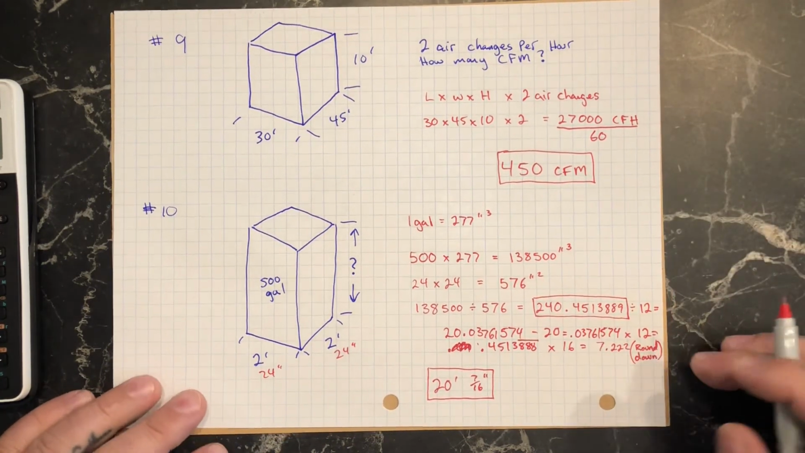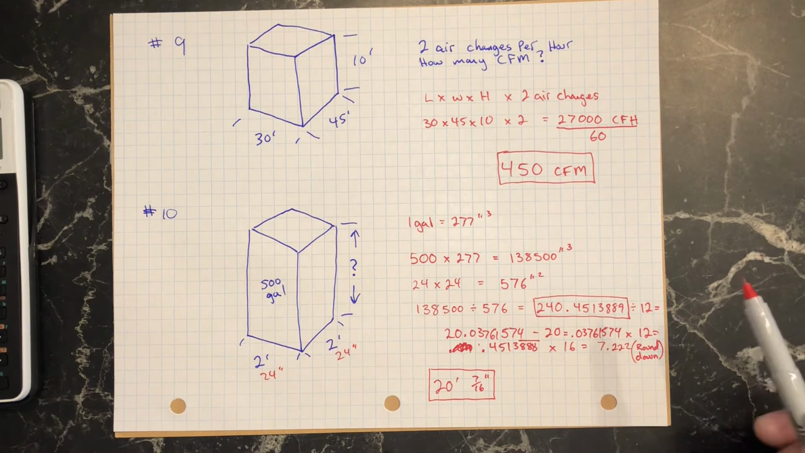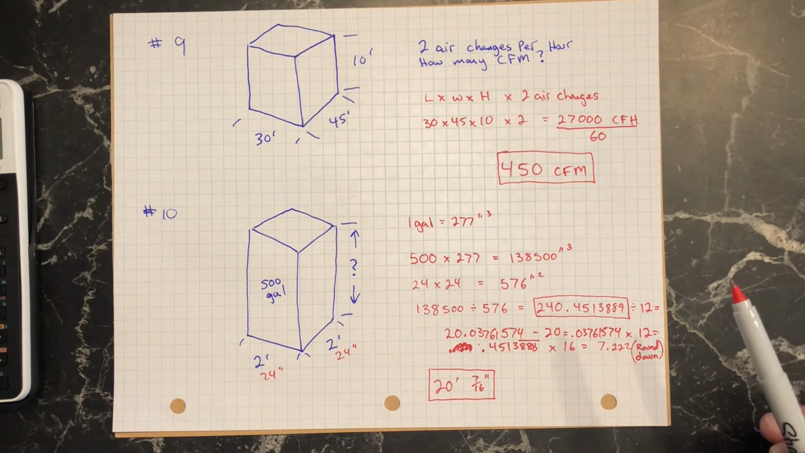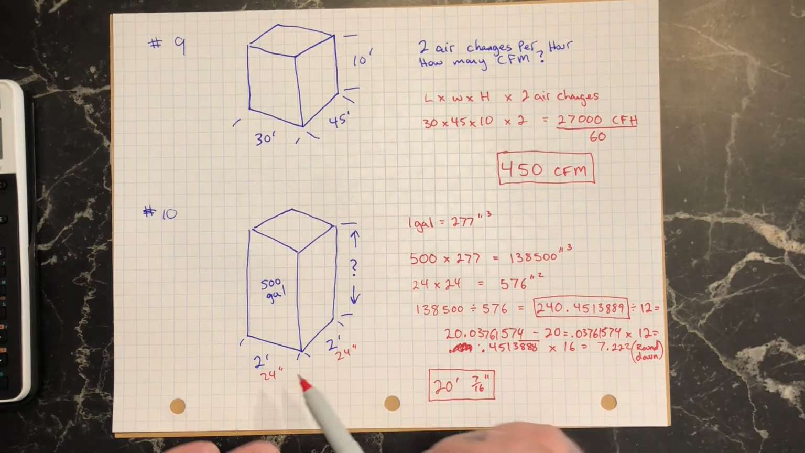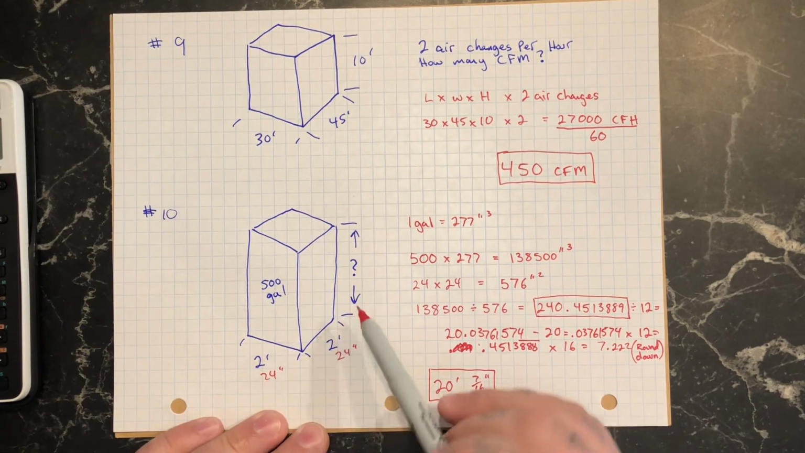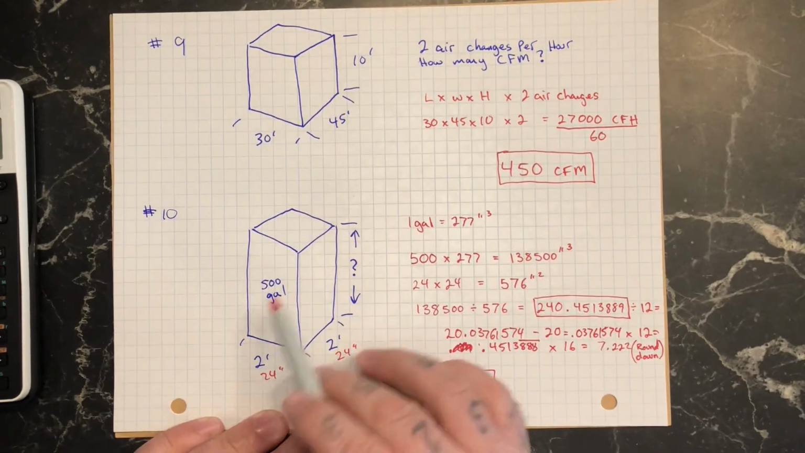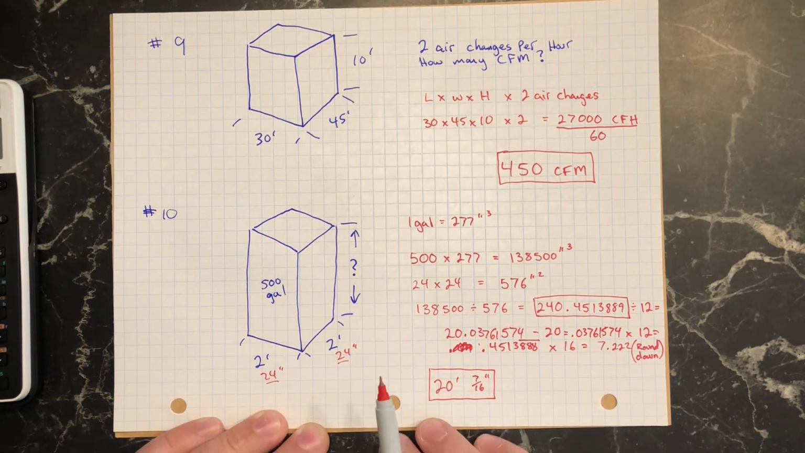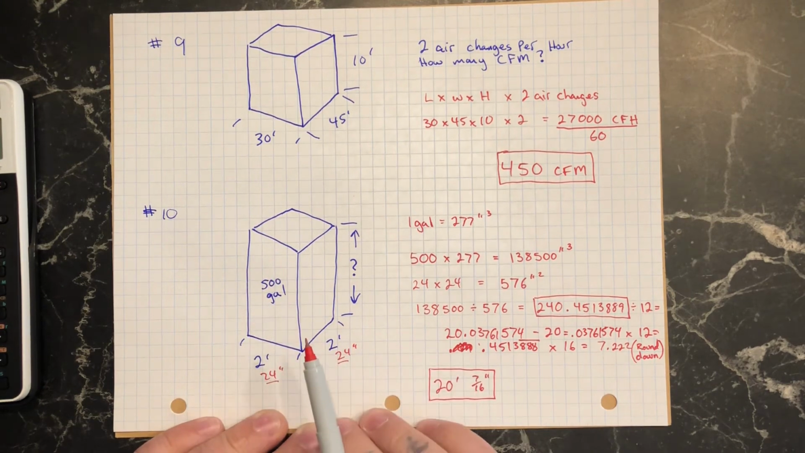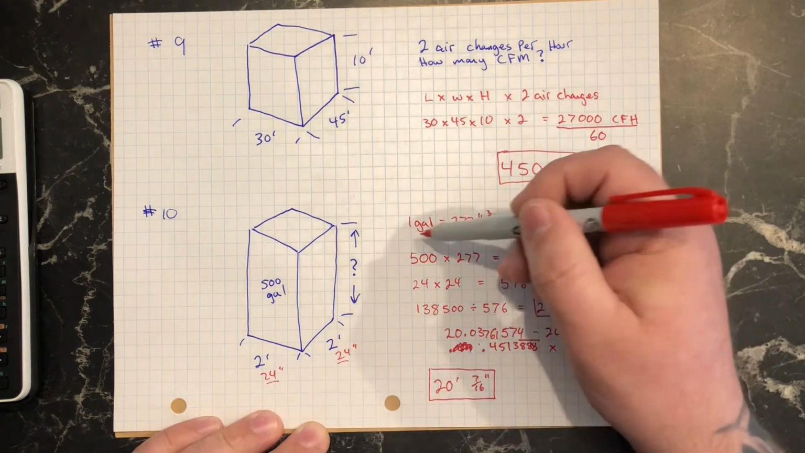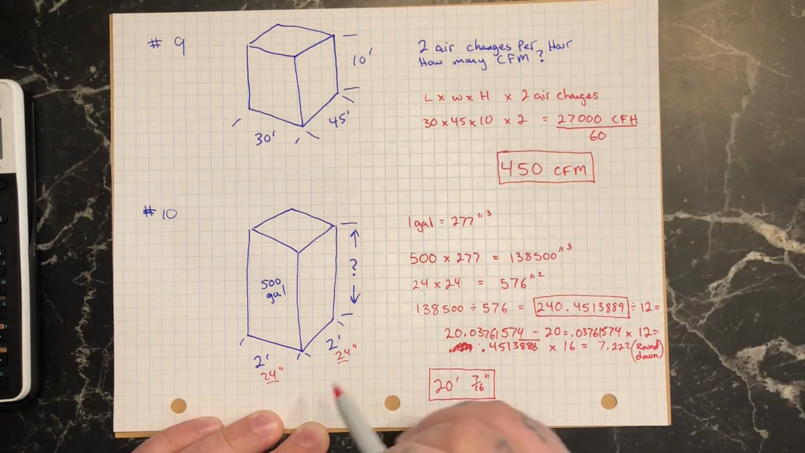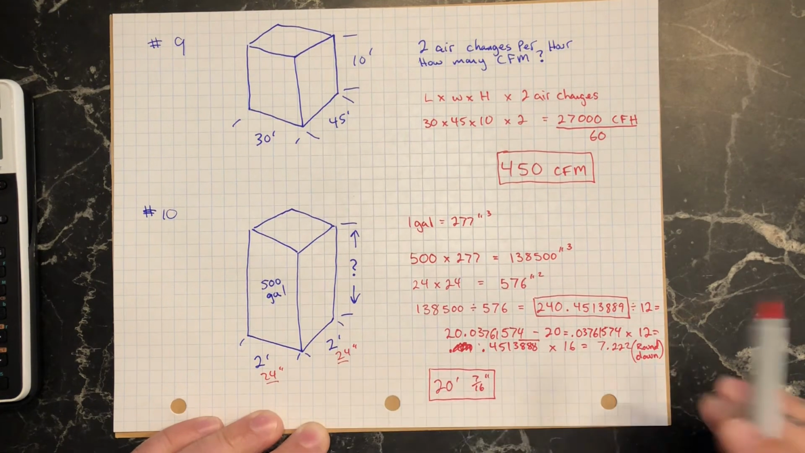Number 10 here is how tall is going to be a tank if it's 2 foot by 2 foot and it holds 500 gallons. So this one here, we have to kind of reverse engineer it. So again, I drew a drawing here, 2 foot by 2 foot by a question mark height, 500 gallons. First thing I did is I changed these to inches because the conversion of gallons, right here, 1 gallon is 277 cubic inches. So I'm working with cubic inches, so I have to change these to inches.